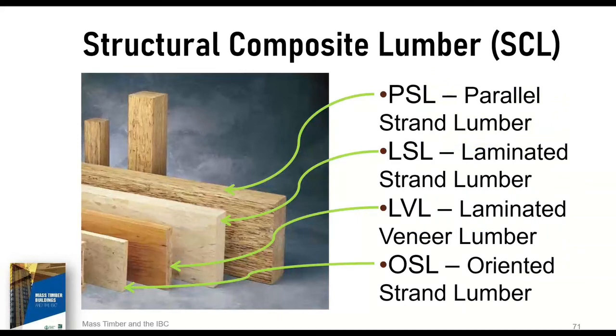With this slide, what I've tried to do is give you a visual of what these different elements look like. Structural composite lumber is a family of engineered wood products created by layering dried and graded wood veneers, strands, or flakes with waterproof adhesive into blocks of material known as billets. Those are subsequently milled into specific sizes. Structural composite lumber, which includes laminated veneer lumber, or LVL, parallel strand lumber, PSL, laminated strand lumber, LSL, and oriented strand lumber, OSL, is all permitted for use within the IBC.